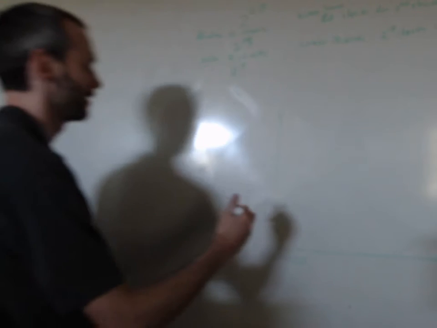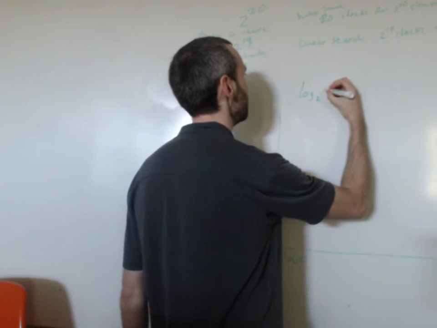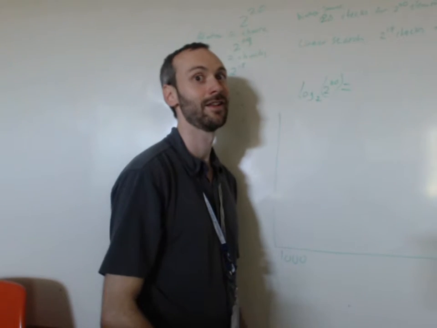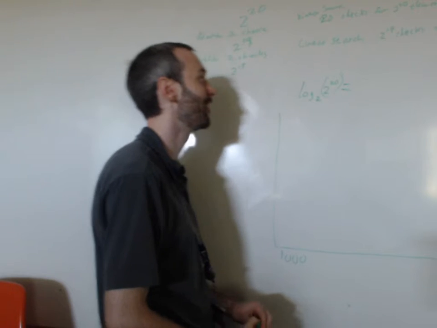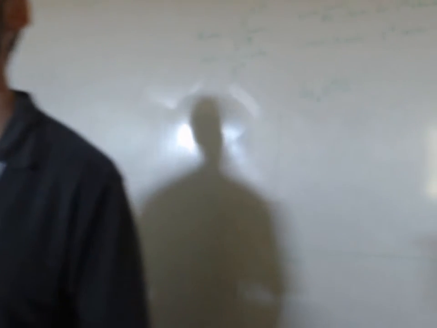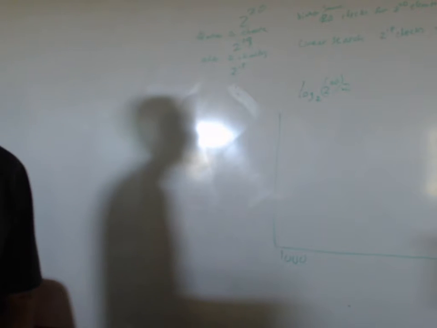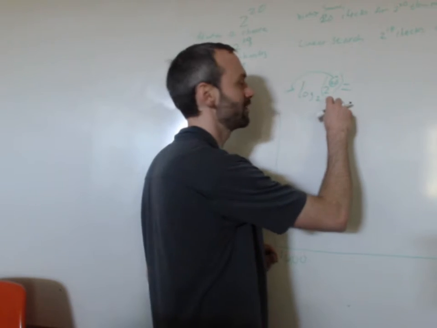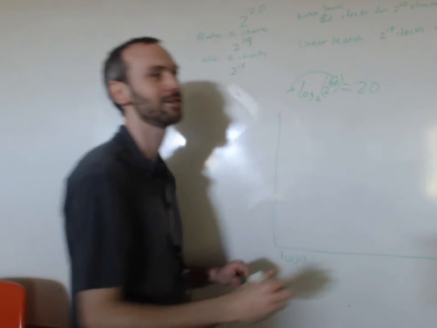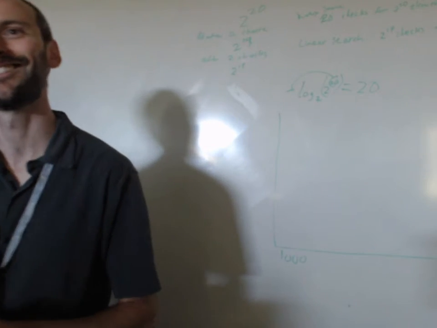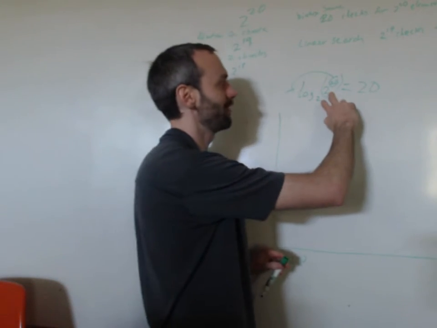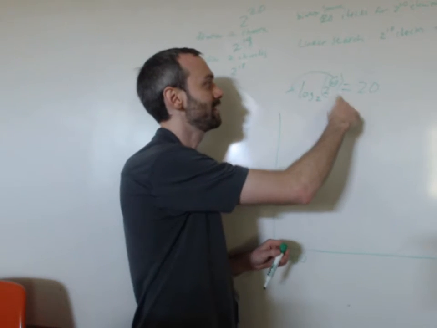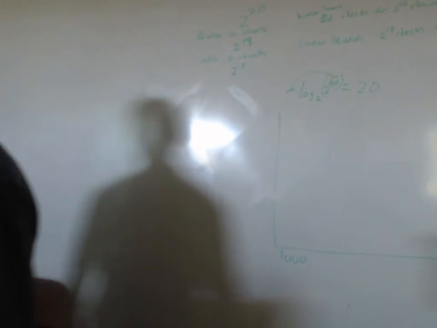Because what's the log base 2 of 2 to the 20th? You just peel this 20 off. Log base 2 of 2 is 1. You can peel the 20 off because it's base 2 with 2 to the 20. So the answer is 20. Log base 2 of 2 to the 19 is 19, et cetera.